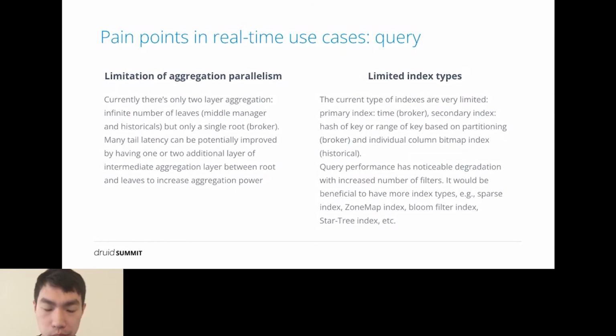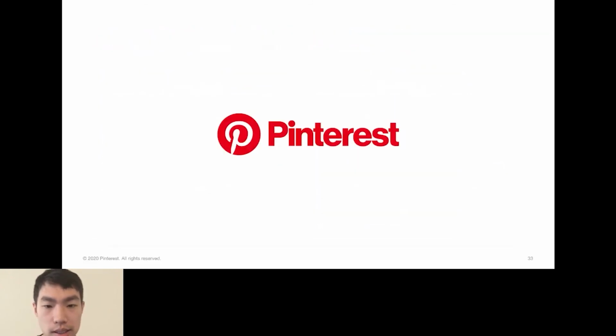But we found that in production, the query performance has noticeable degradation as the number of filters increases. I think it would be beneficial to have more index types, just to name a few: sparse index, zone map index, bloom filter index, and star tree index, etc. I think that will help us have faster query performance for more complex use cases. Yeah, that's basically it.